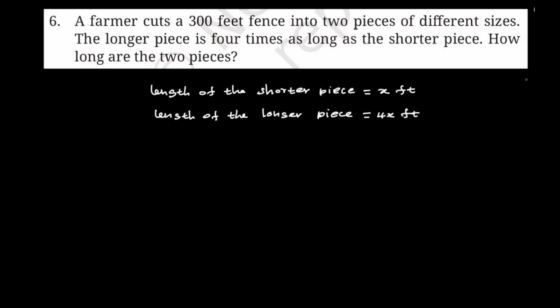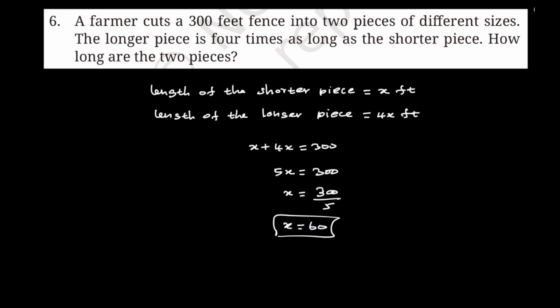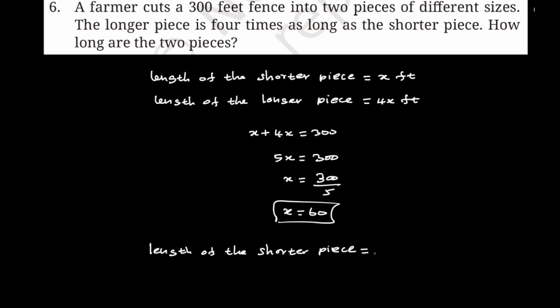So we can form x plus 4x, which is equal to 300. x plus 4x is 5x, so 5x equal to 300. Then x equal to 300 divided by 5, then x equal to 60. So we found the value of x, that is 60. So the length of the shorter piece is 60 feet.